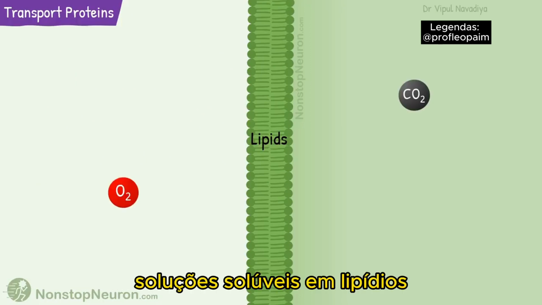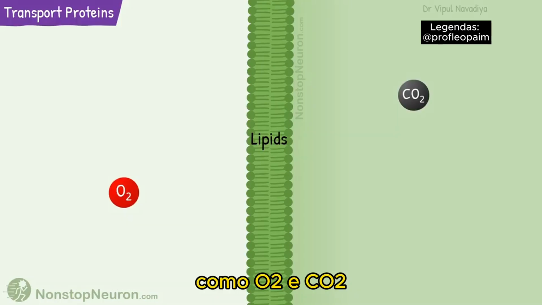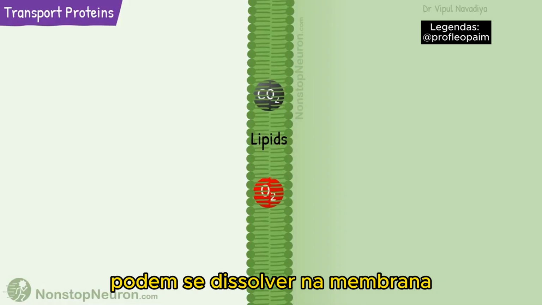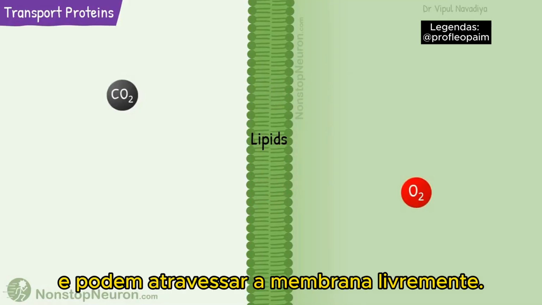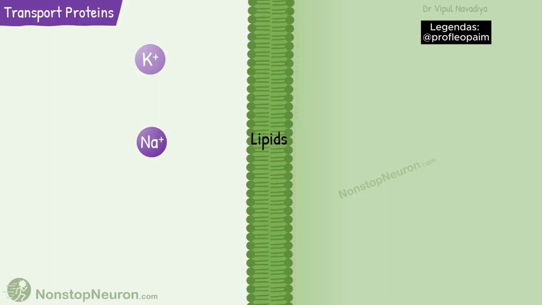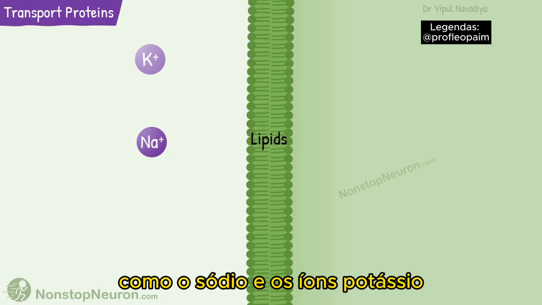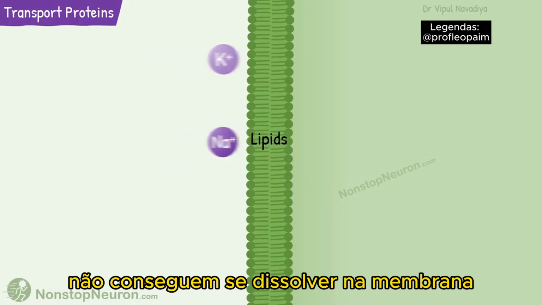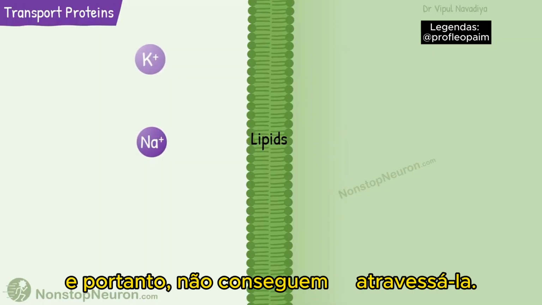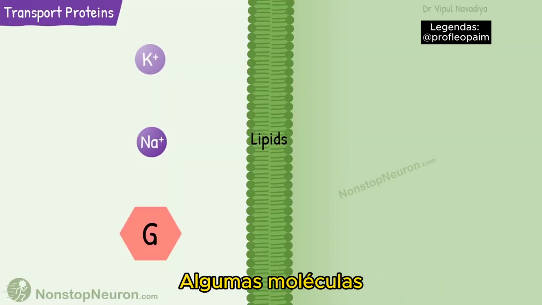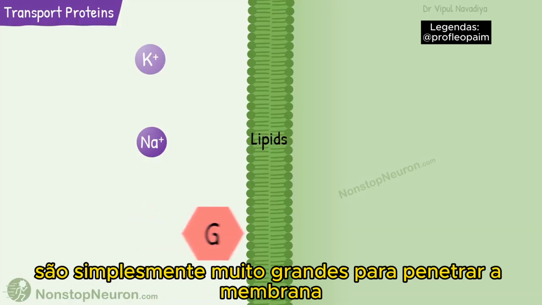Lipid-soluble substances like oxygen and carbon dioxide can dissolve in the membrane and therefore can cross through the membrane itself. However, lipid-insoluble substances like sodium and potassium ions cannot dissolve in the membrane and therefore cannot cross it. Some molecules like glucose are simply too large to penetrate the membrane.